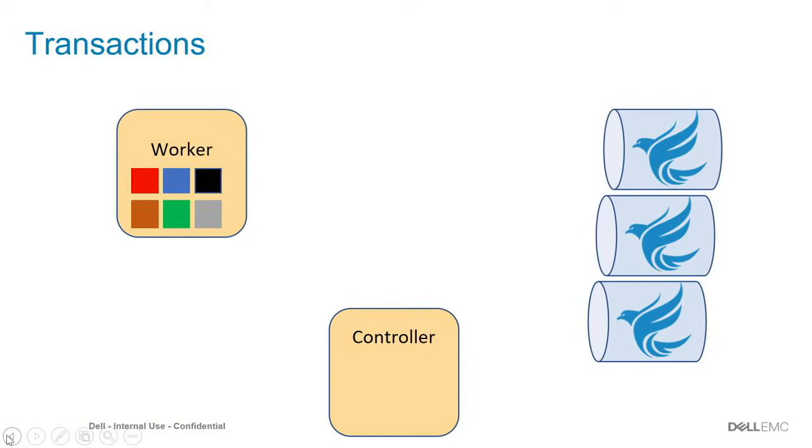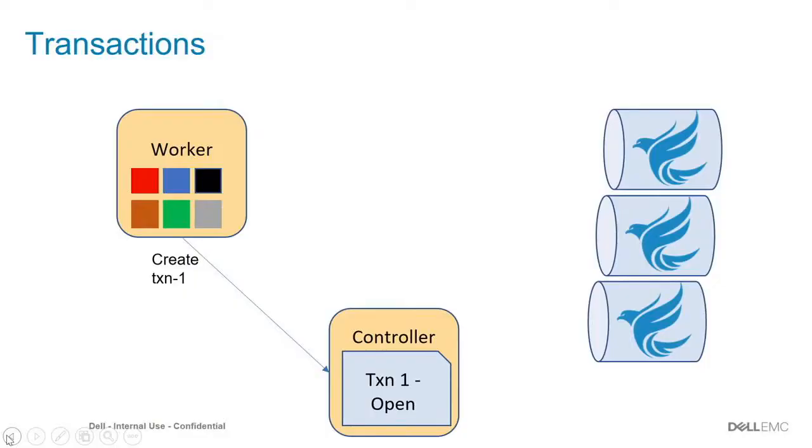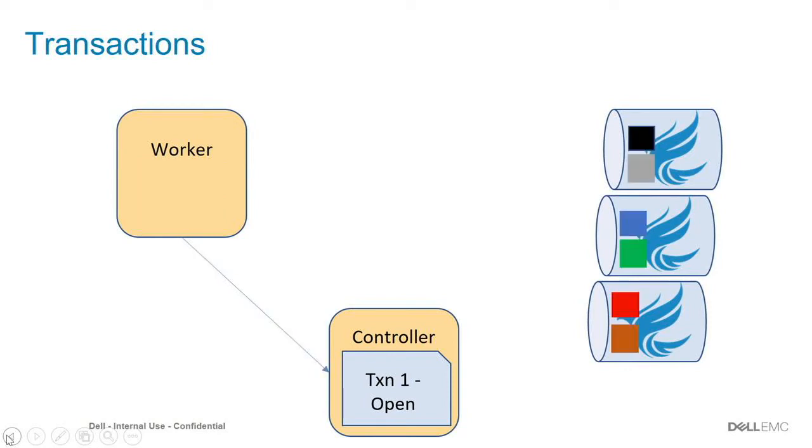When I zoom out and show what this looks like from the wider perspective, the worker is going to call create transaction on the controller. The controller is going to open in its metadata store, which Andre is going to talk about how that works, a state which says this transaction is open. And then the worker is going to proceed to write data to that transaction, which is going to go to each of the hosts.